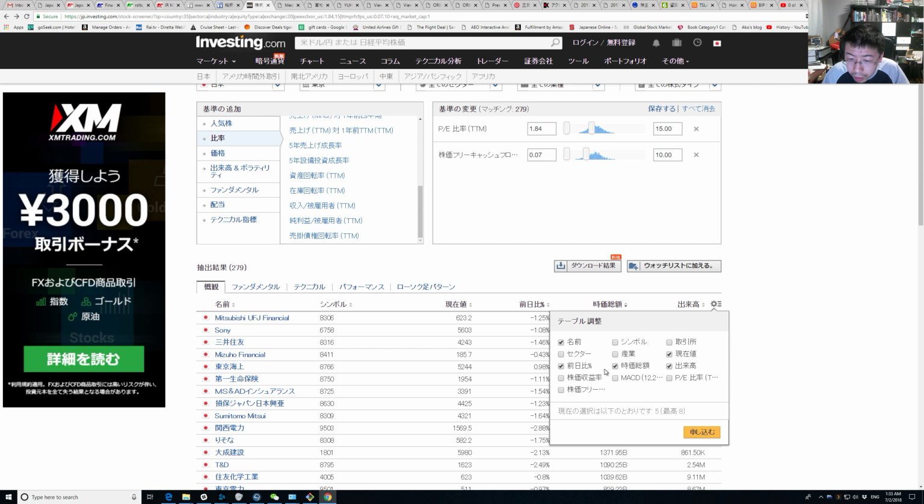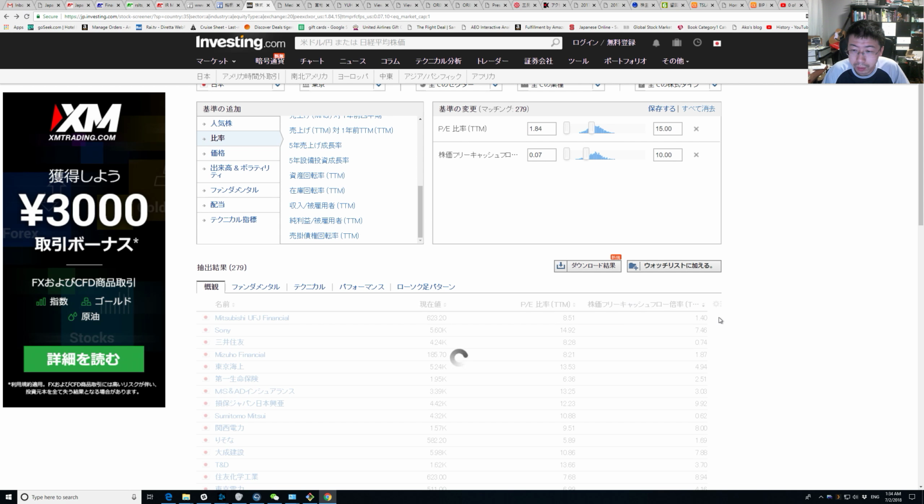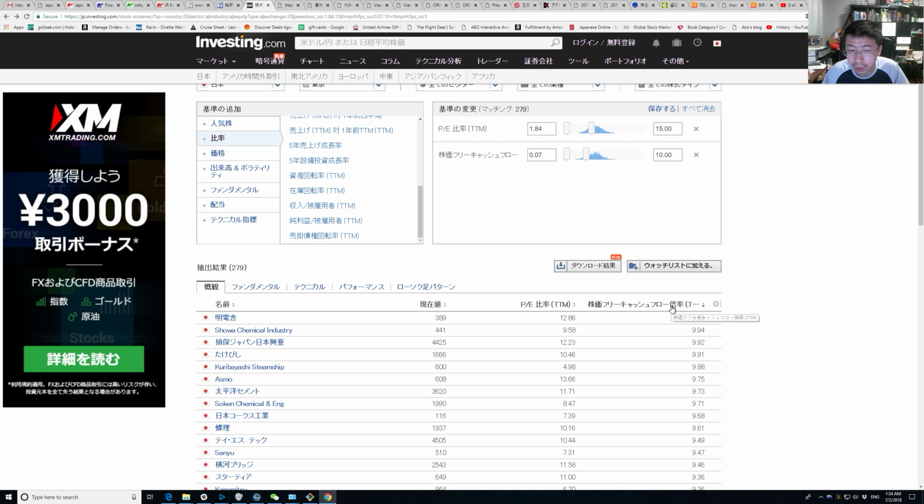This is symbol. I don't really care about that. I don't really care about the changes from yesterday. Don't really care about market cap. Don't really care about that. Don't care about that. So what I care about, PE and free cash flow. So those two. Yay! So let's look at something with the lowest free cash flow.